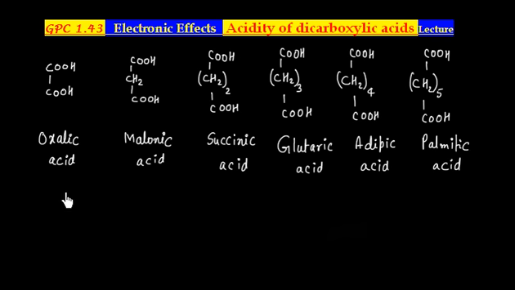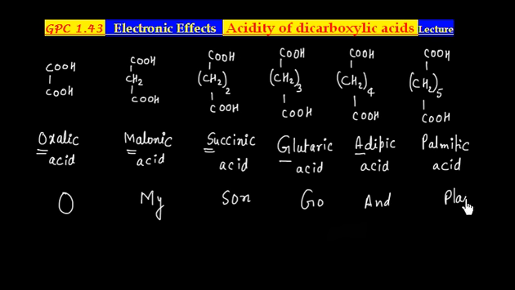These common names are easy to remember if you remember the first letter, O, M for the second letter. If you simply remember, oh my son, go and play, you can remember the names of these dicarboxylic acids. In oxalic acid, there is no CH2, and then we increase one CH2 each time. So in malonic acid we have one CH2, in succinic 2 CH2, in glutaric 3 CH2.